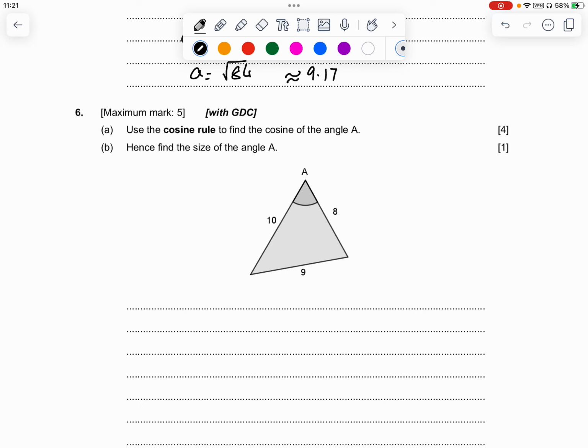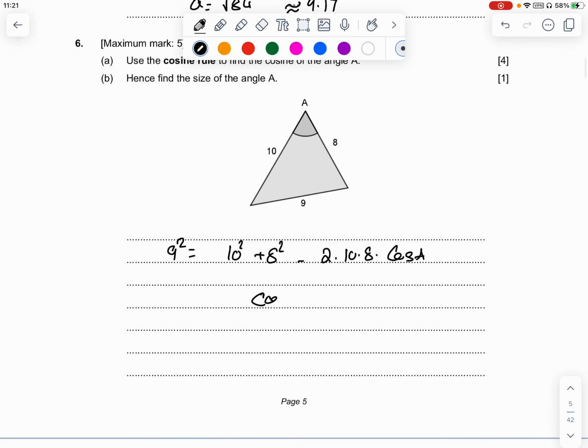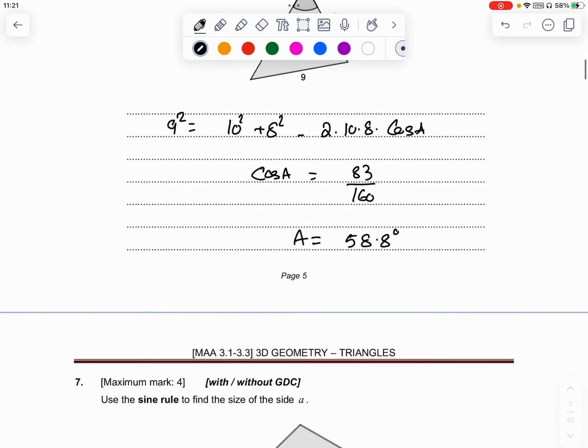So for that cosine rule, 9 square equals 10 square plus 8 square minus 2 times 10 times 8 times cosine A. So cosine A equals 83 upon 160. This gives you A equals cos inverse of 83 upon 160, which is 58.8 degrees.